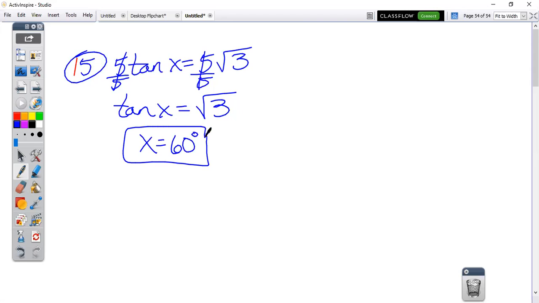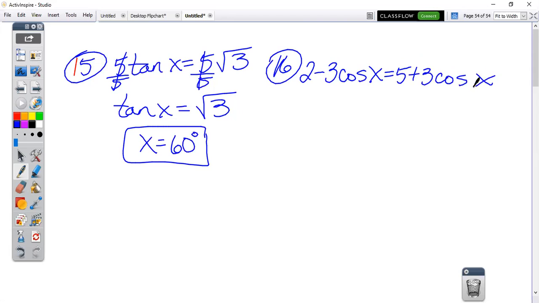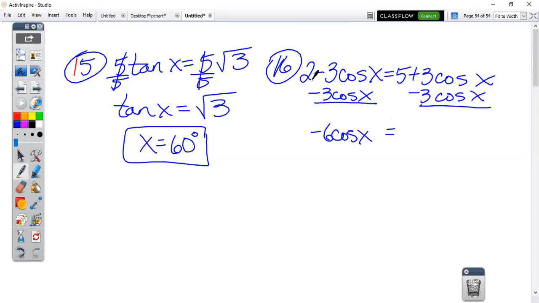16. Same process. A little more to it this time. 2 minus 3 cosine of x equals 5 plus 3 cosine of x. So we're going to get the cosines together and the numbers together. I'm going to subtract 3 cosine x from both sides. That'll give me negative 6 cosine x equals, I'm going to subtract the 2 over to the other side, 5 minus 2 is 3.